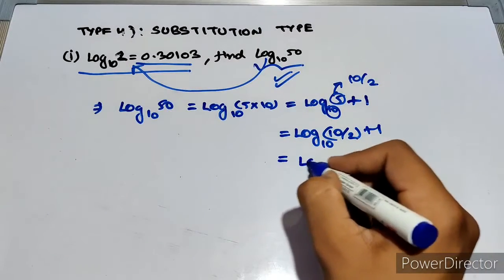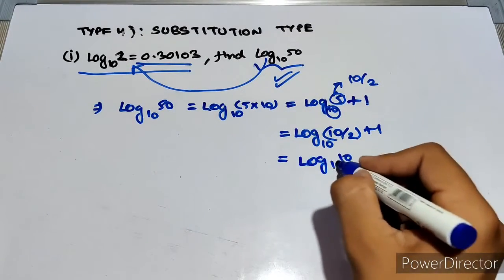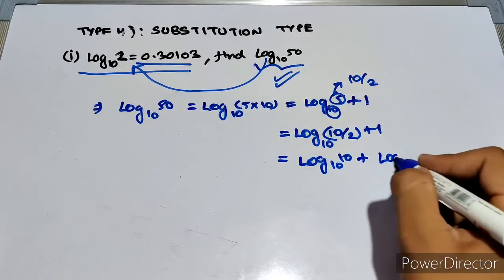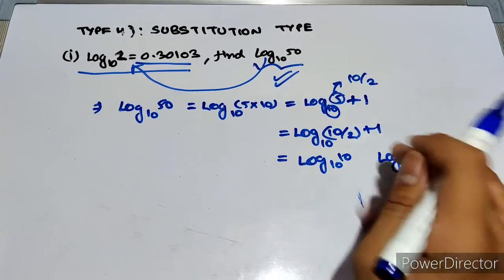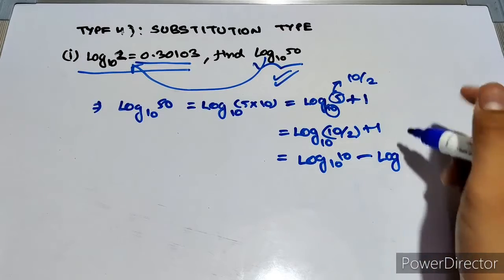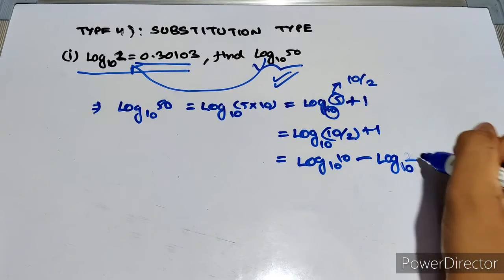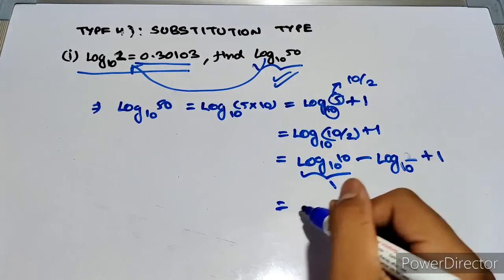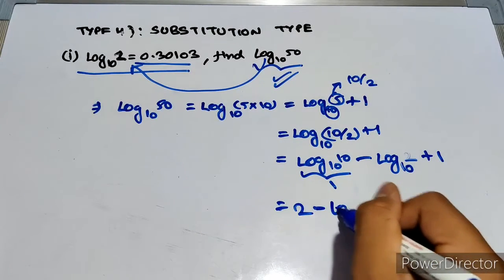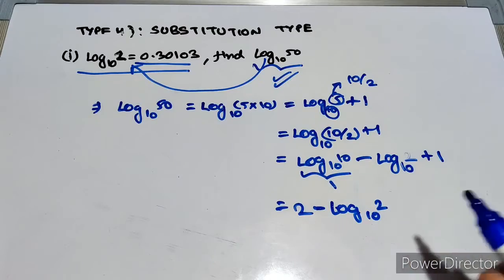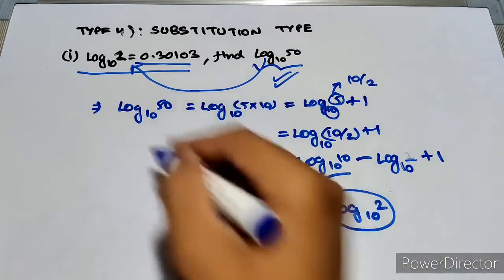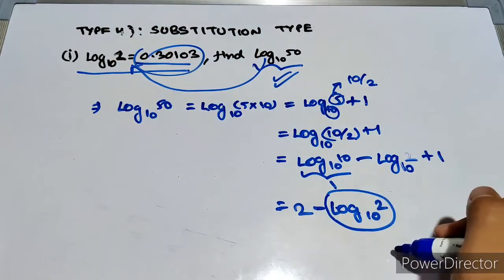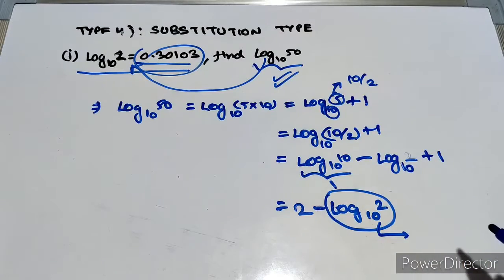from the properties of log itself. So it will be log 10 base 10 minus log of 2 base 10 plus 1. This will again be 1, so 1 plus 1, this becomes 2 minus log of 2 base 10, and this value is given as this because this can't be further solved. We have to get this value anyhow.